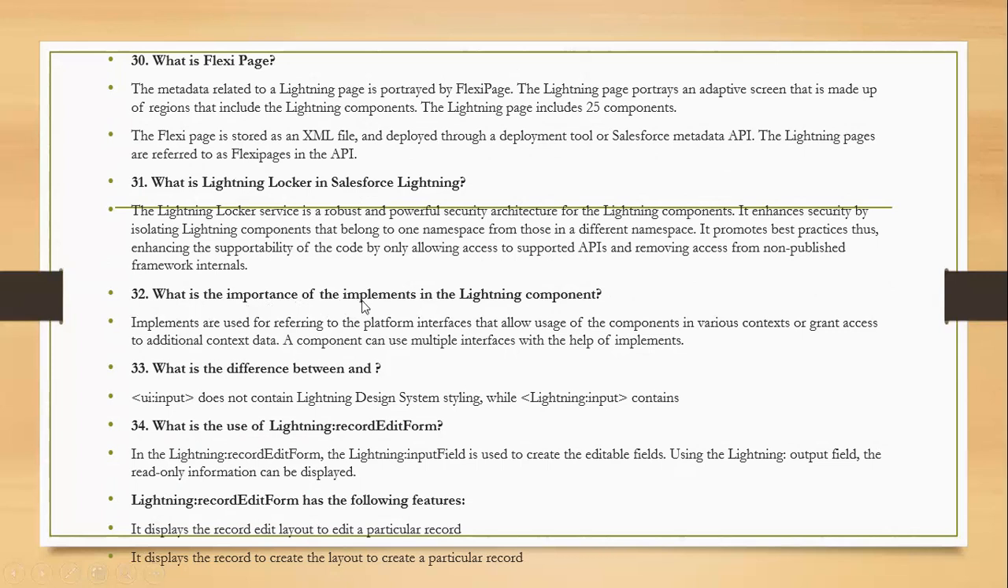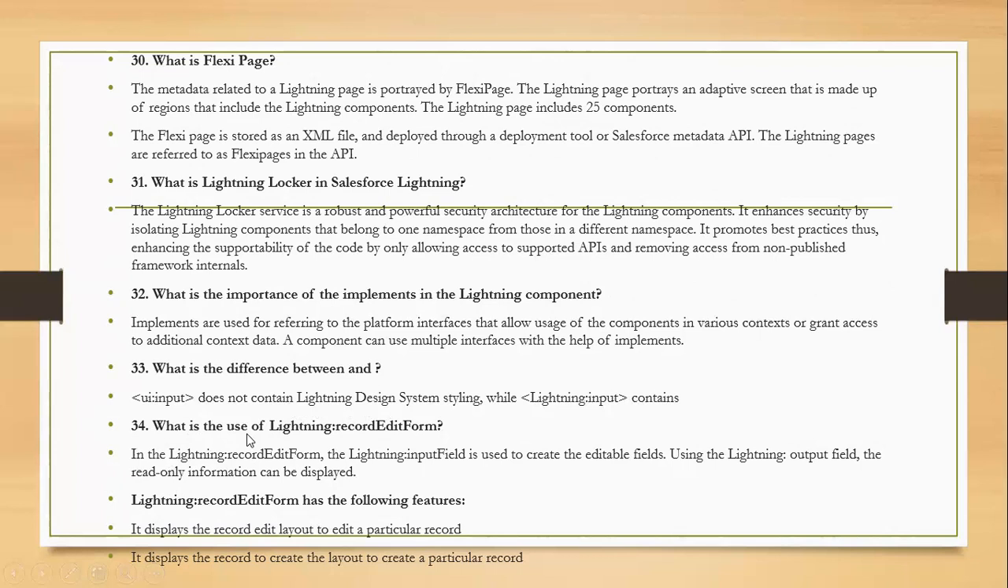Next question, what is the importance of the implements keyword for Lightning components? Implements is used for referring to the interface, which allows users and components in the community to be granted access to additional context data. Context data of components can be multiplied through the interface with the help of implements. Next question, what is the difference between the two? Input does not have the content. Lightning Design System, Lightning view, and Lightning input and content.